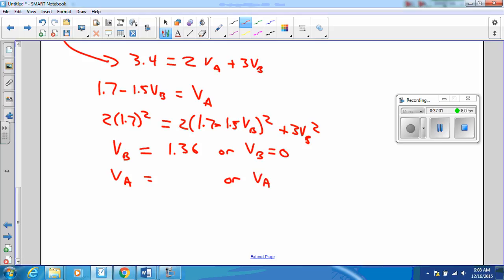And we already know what the VA is that corresponds to that. That's interesting. VB is 1.36. Yeah. Okay. And the other VA would be 0.34. Or 0.34.